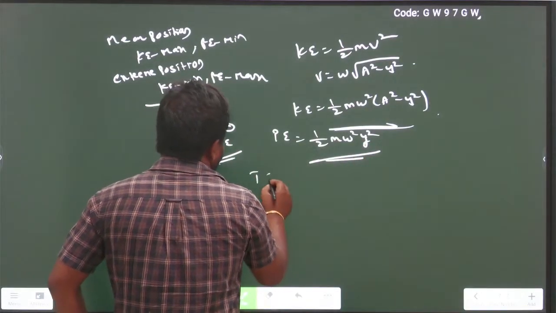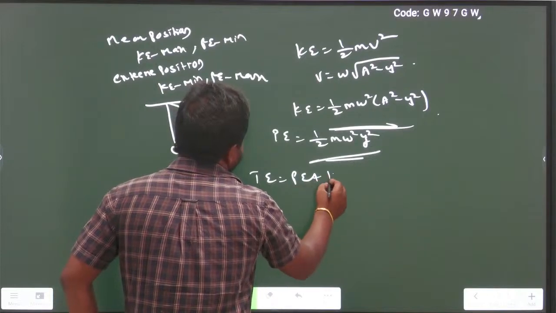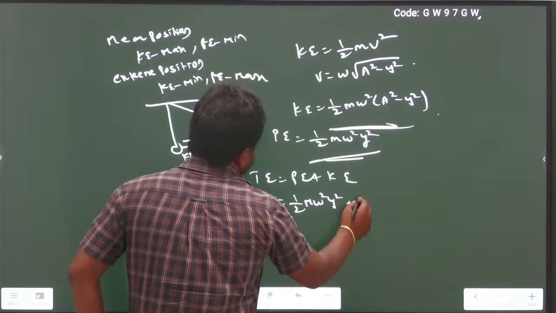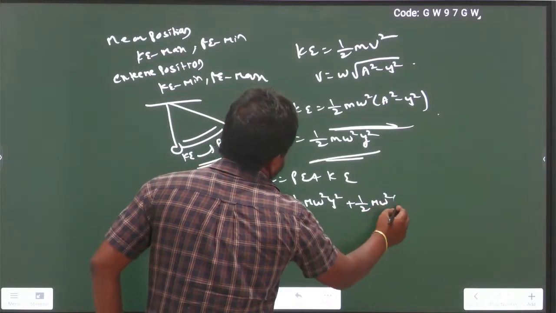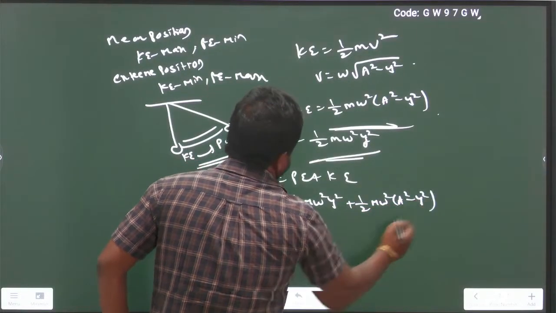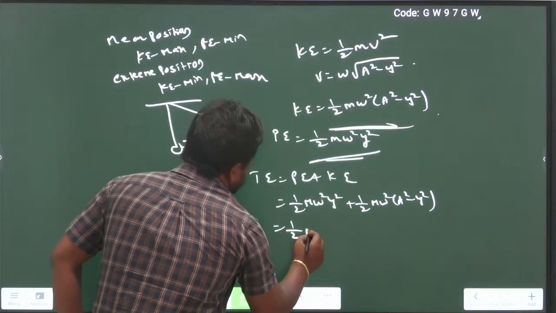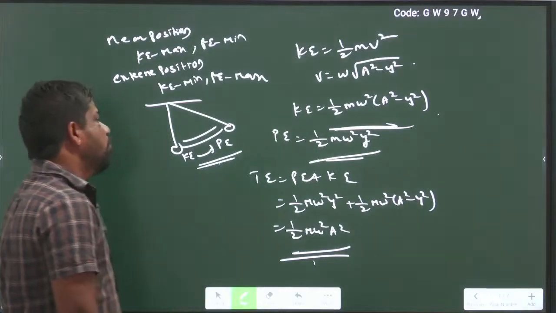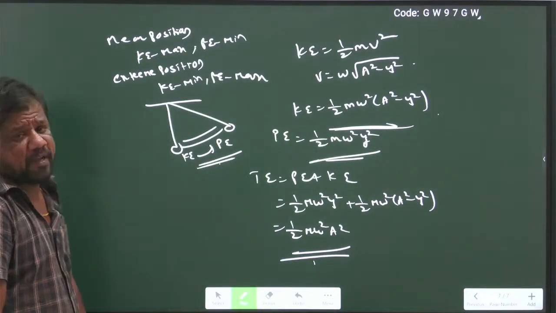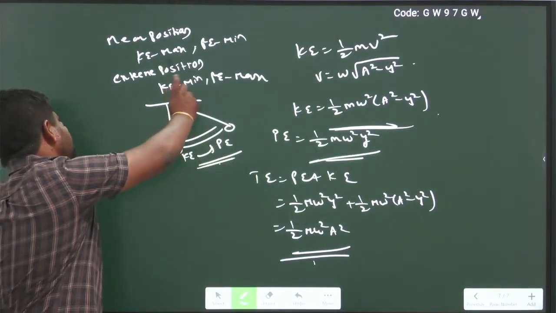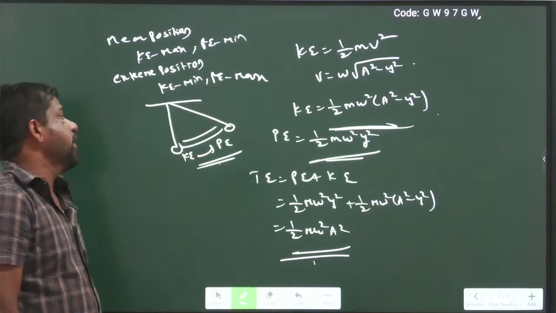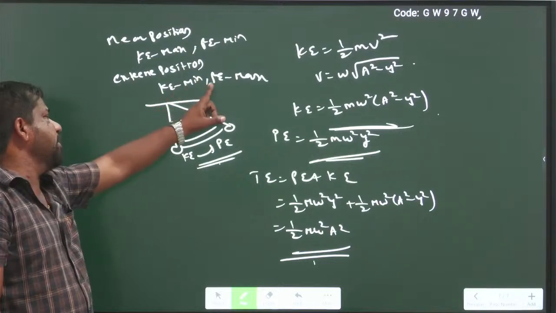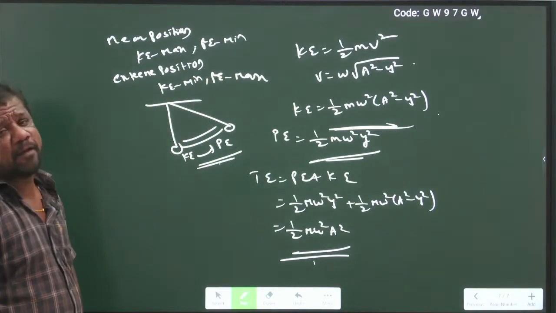Now from this, total energy is equal to potential energy plus kinetic energy: half m omega square y square plus half m omega square into a square minus y square. Summary of the story is half m omega square a square, total energy. So once again, have a look very carefully. At mean position, kinetic energy will be maximum, potential energy will be minimum. At extreme position it will be reverse: kinetic energy will be minimum, potential energy will be maximum.